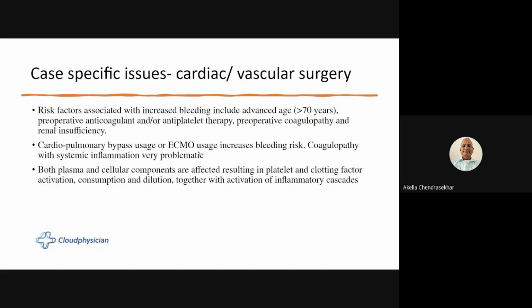So again, something to keep in mind, okay? And again, both plasma and cellular products are affected. So keep that in mind. Platelets are affected. Platelets will become abnormal. Even though the number will remain fine, the activity of the platelet will be abnormal. So you may have to transfuse platelets. Please remember that. Next slide.